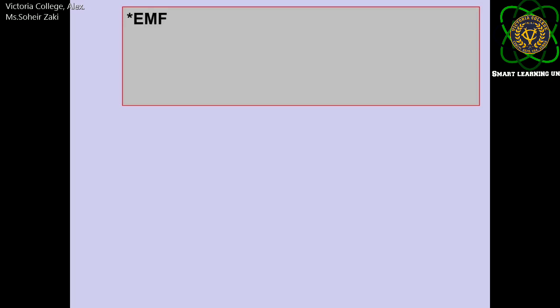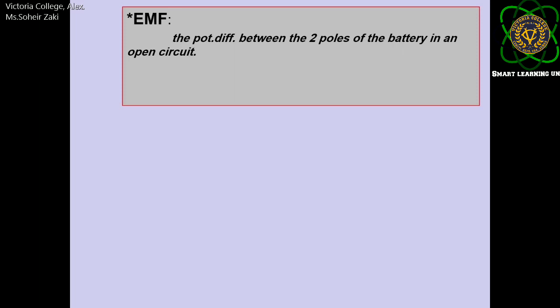EMF. What is meant by EMF? EMF is the electromotive force. The electromotive force is the potential difference between the two poles of the battery in an open circuit. What are the two poles of the battery? They are the positive pole and the negative pole.